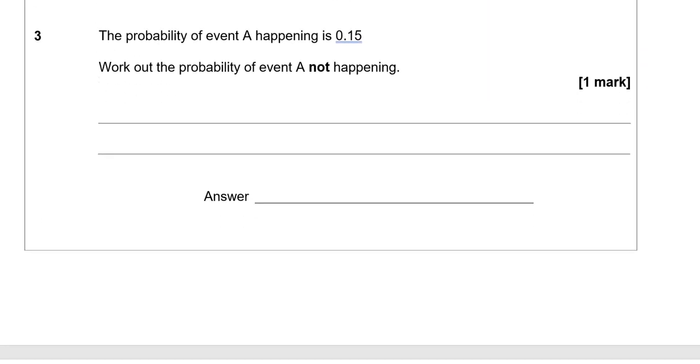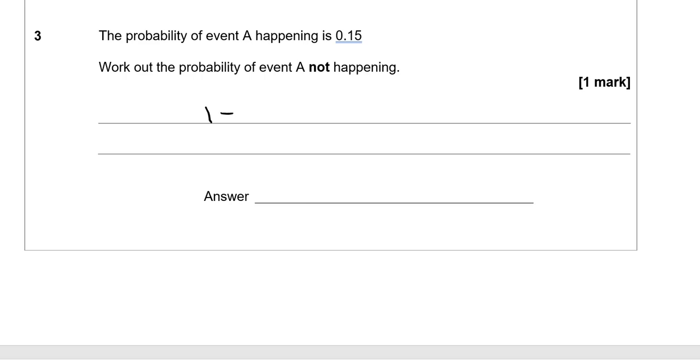The probability of event A happening is 0.15. Work out the probability of event A not happening. So there are only two possibilities. Event A happens or doesn't happen. So happening and not happening makes 100%, or 1 as a probability, because probability commonly is written in decimal form, so that makes 1.